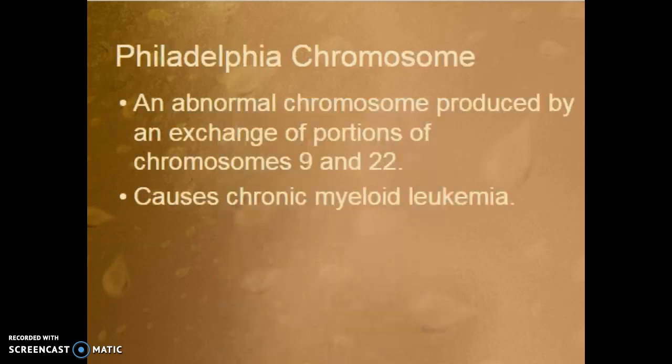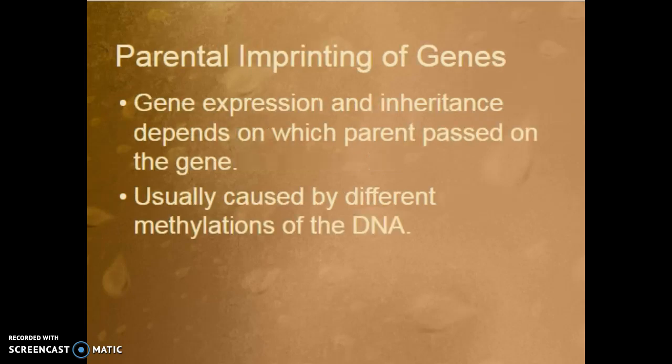Something called a Philadelphia chromosome. You can imagine where that was discovered as an abnormal chromosome with a specific crossing over between chromosomes 9 and 22, which causes that myeloid leukemia, which again tends to be pretty fatal.